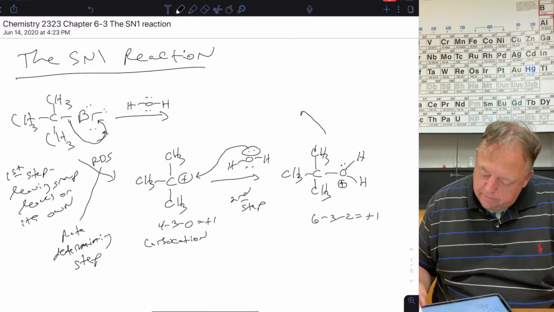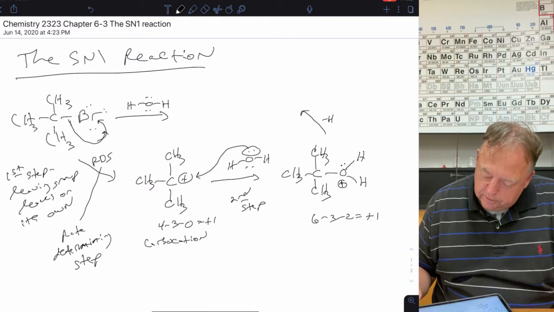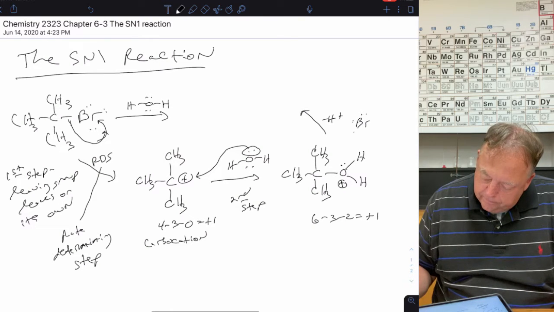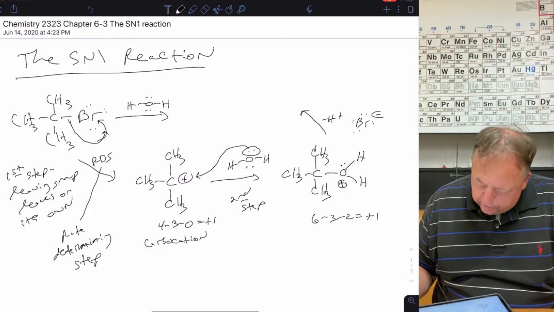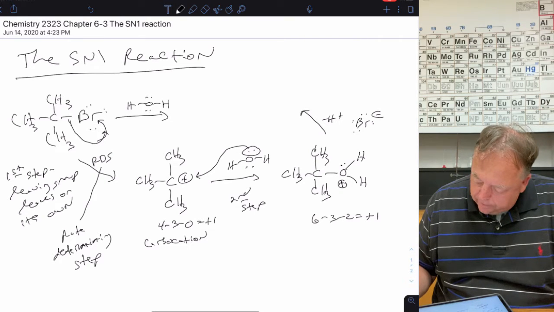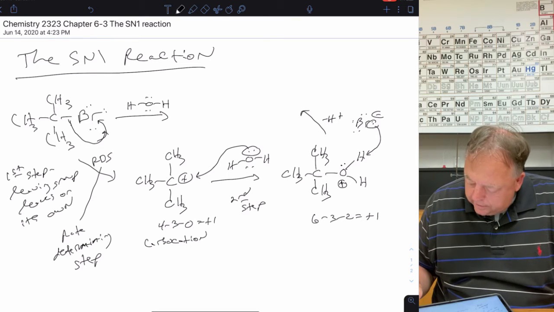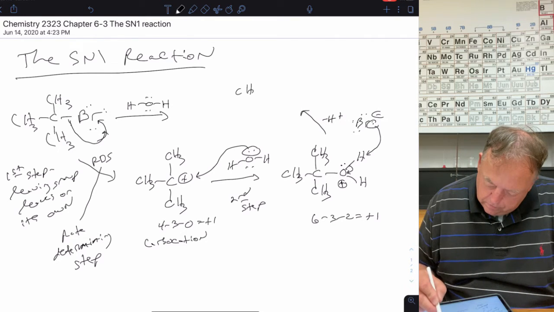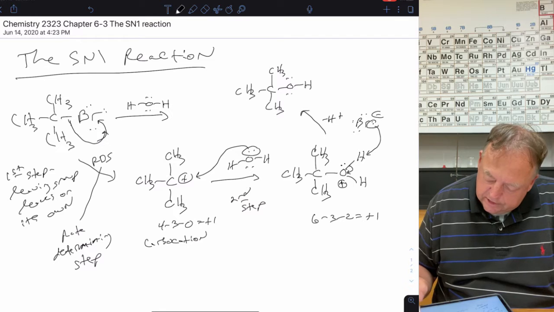And then the third step in the mechanism is you lose a hydrogen. You lost a Br- in the first step, and that Br- can remove a hydrogen atom, and the 2 electrons in the OH bond become a lone pair on the oxygen. So losing hydrogen is the third step in the mechanism.